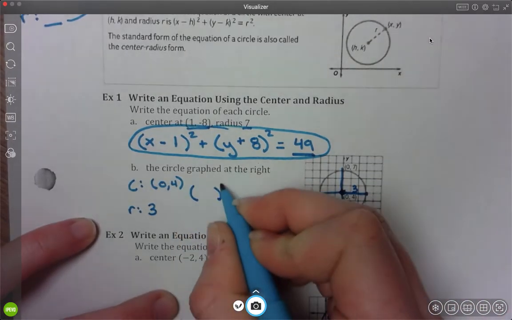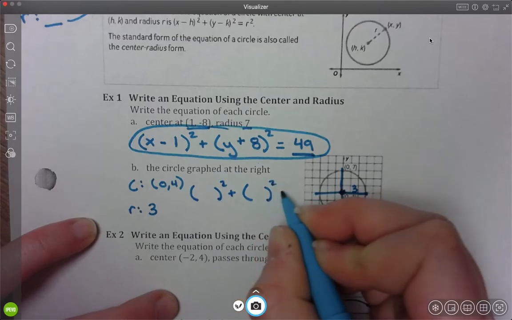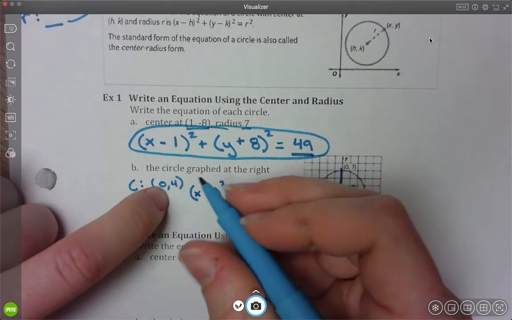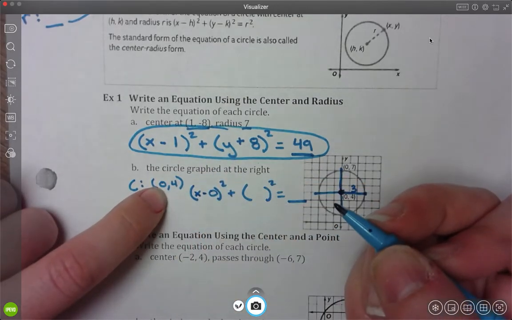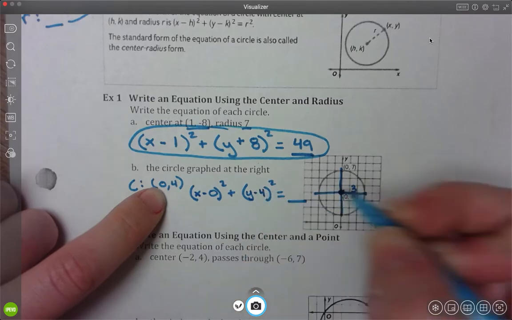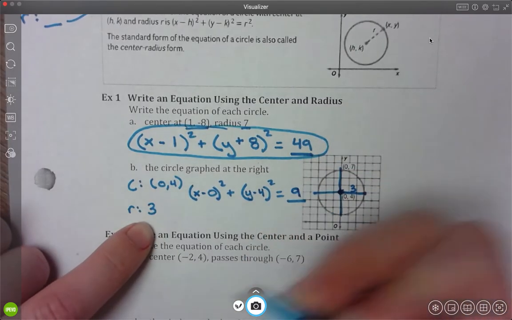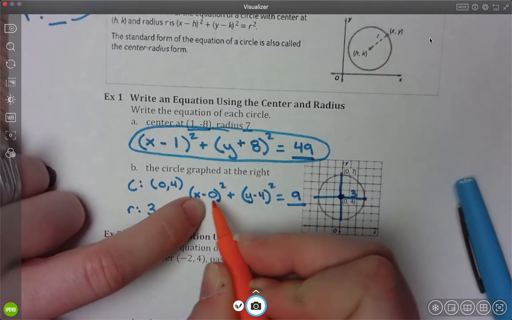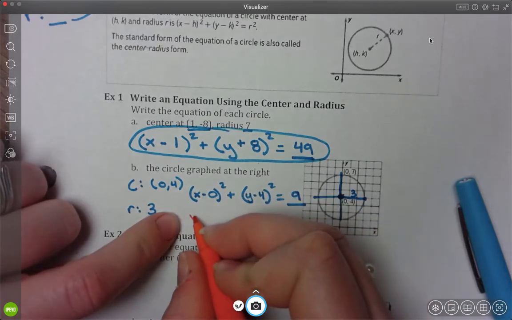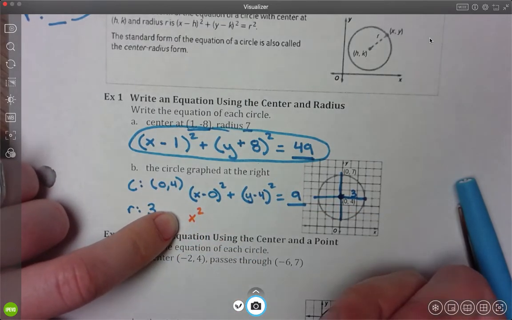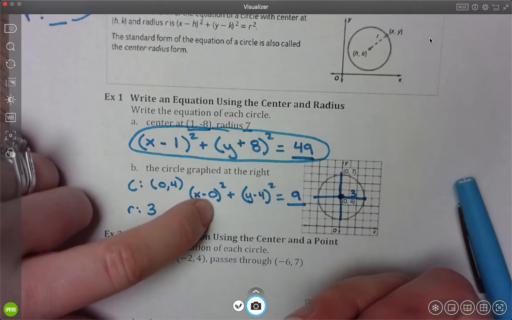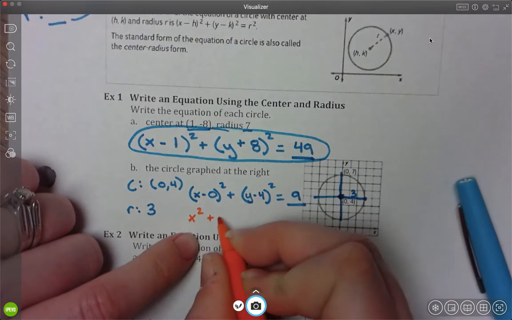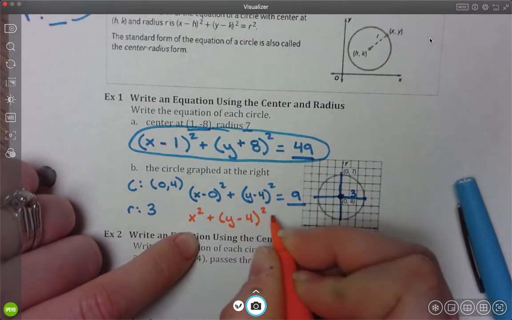So I've got x minus h squared plus y minus k squared equals the radius squared. So x minus h will be x minus 0, y minus k will be y minus 4, and then the radius squared would be 9. Now the only other thing that I'm going to do is, rather than writing x minus 0 squared, I might as well just write that as x squared. Sometimes you'll see it written like that if the other piece of it is 0. If your h or k value is 0, they'll just write it as x squared or y squared. Plus y minus 4 squared equals 9.